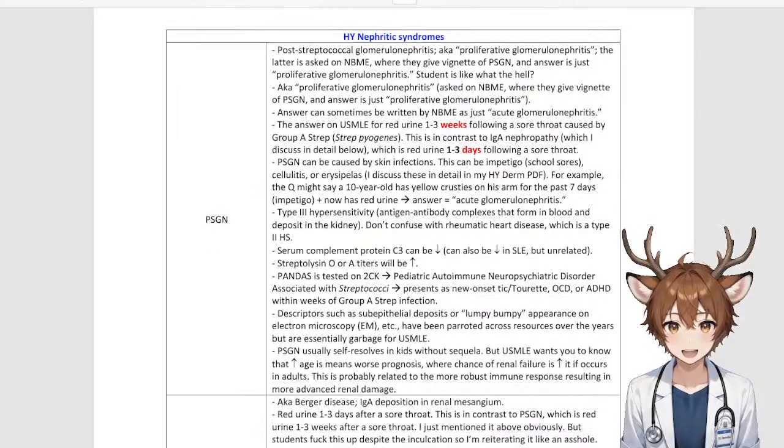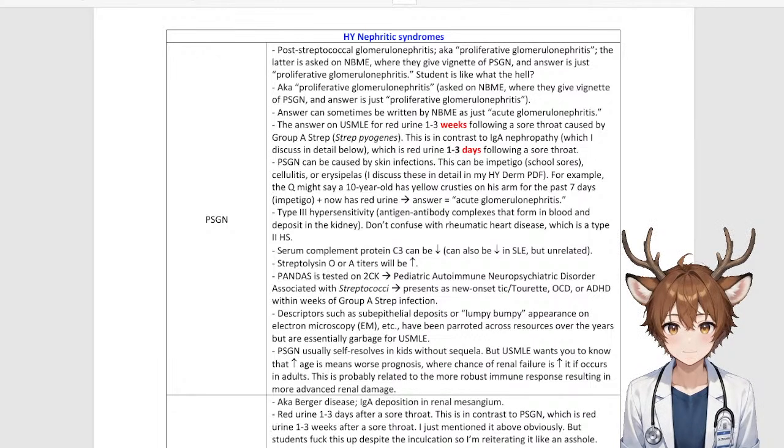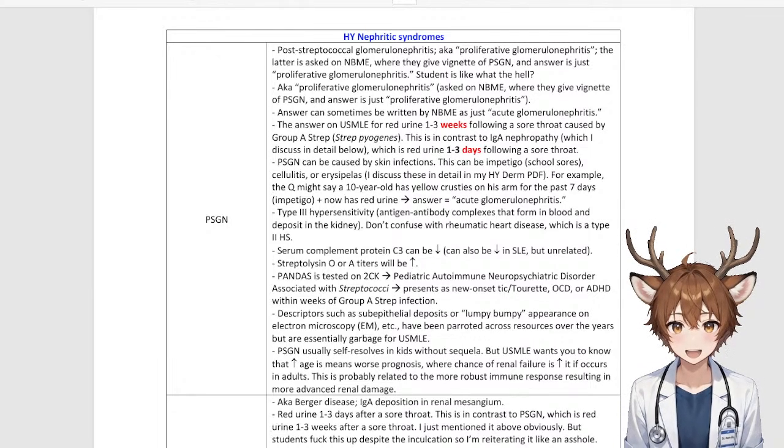So here are the actual nephritic syndromes, and I assume we go to nephrotic syndromes after that. I'm going to go take a break, skip ahead if you're watching the video, and I'll come back to you after that.